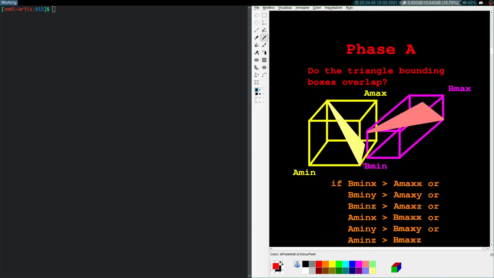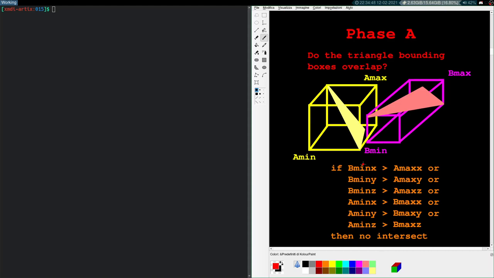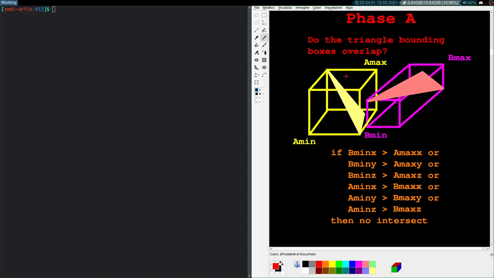So for phase A, this is about the triangle bounding boxes overlapping. It's pretty simple. We will have to encode these minimum and maximum coordinates in X, Y, and Z for each triangle. We can save that in the same data structure that we use to encode the faces and their nodes. And basically, you can compute these six expressions. If any minimum value for a triangle exceeds the maximum value of the other triangle's bounding box, then you cannot have intersection. Only if all these tests fail can you possibly have intersections.